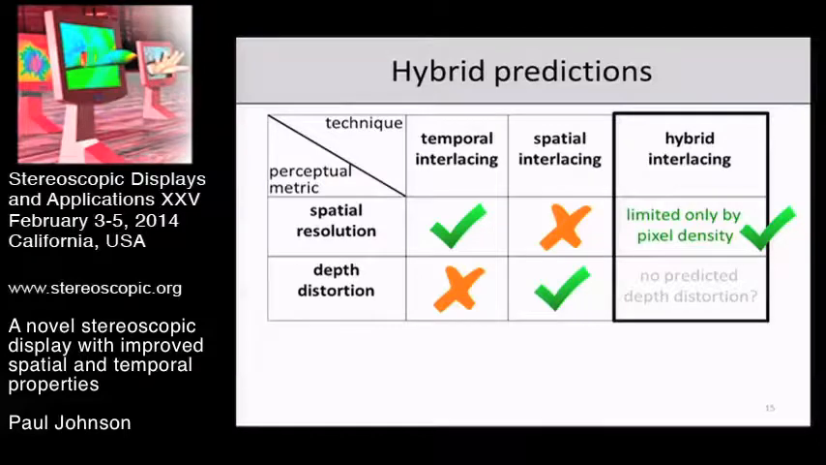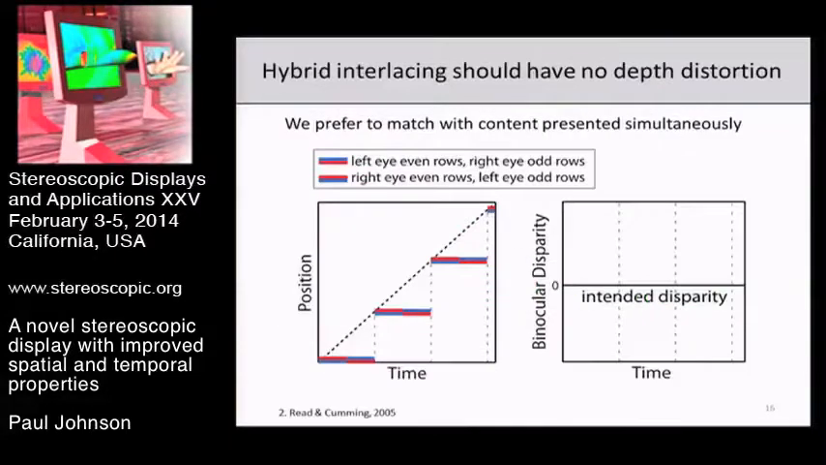So that's great. Now we want to think about depth distortion. Now, why would we not predict depth distortion for the hybrid protocol? So let's plot this hybrid again on a space-time plot like we did for temporal interlacing.